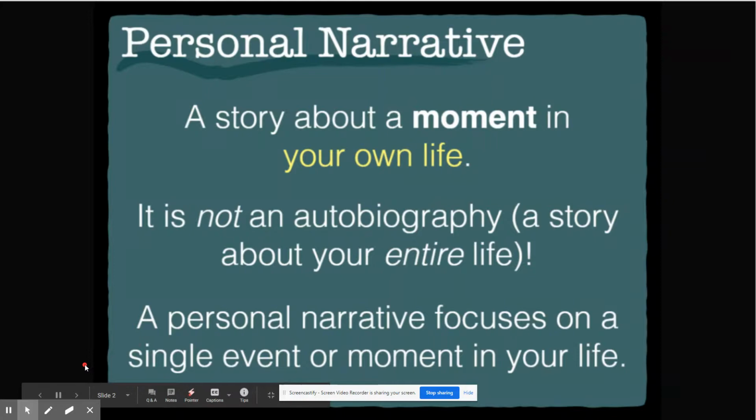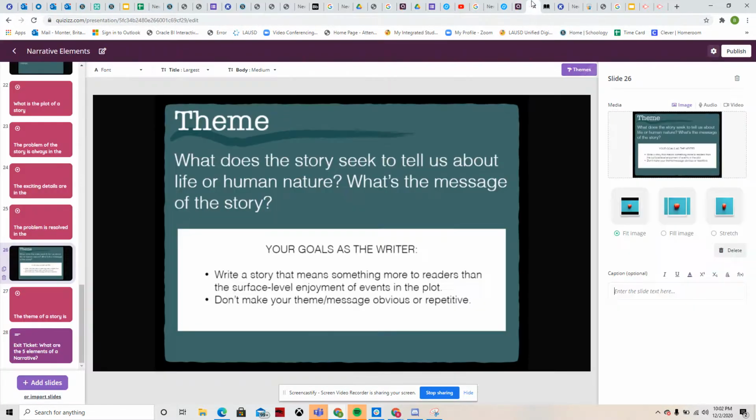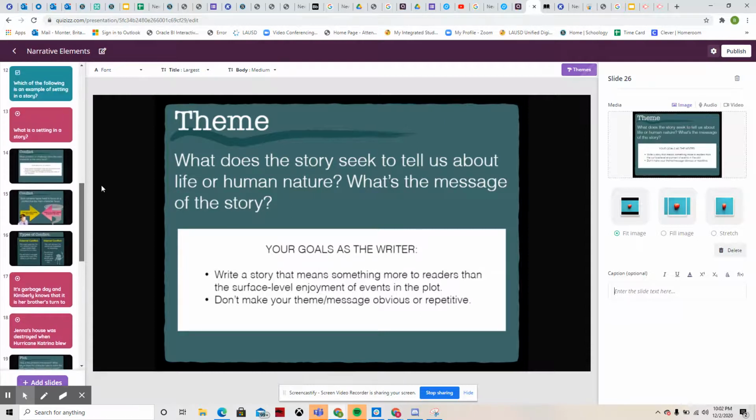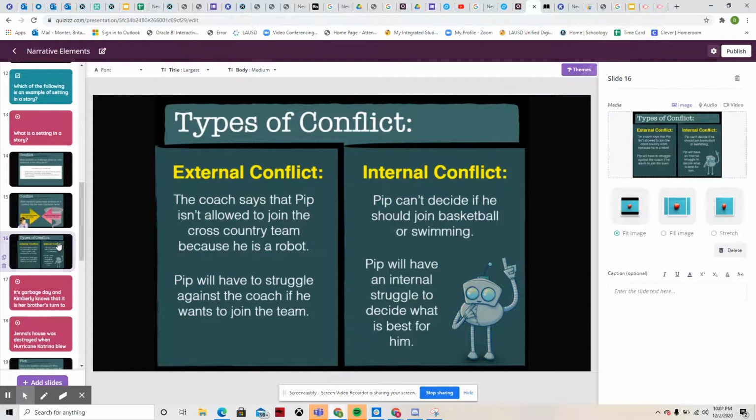Okay, so those are the main elements in a narrative. I also want to go over your quizzes. So if you go to your quizzes, there's something else that I also wanted you to see. You need to get that slide in. But there are also different types of conflict.